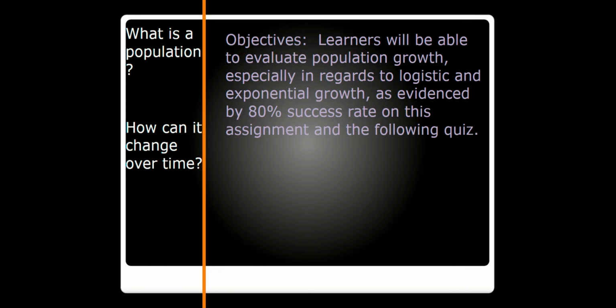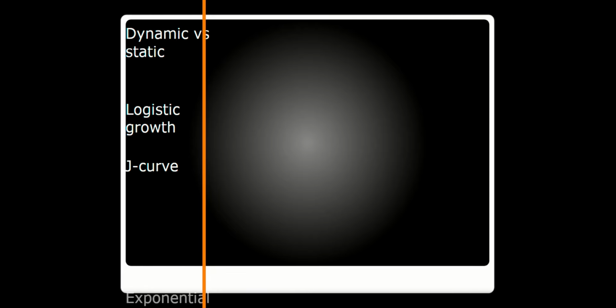But what else? The other things I want to point out on these slides, as we've been doing all year, the left-hand column. So what is a population and how can it change over time? I do want you to think about that. We've covered what populations were earlier in the year. Also, if we take a look, it does say dynamic versus static. Dynamic means it changes. Static, it stays the same. Do populations change? Or are they constant at all times?